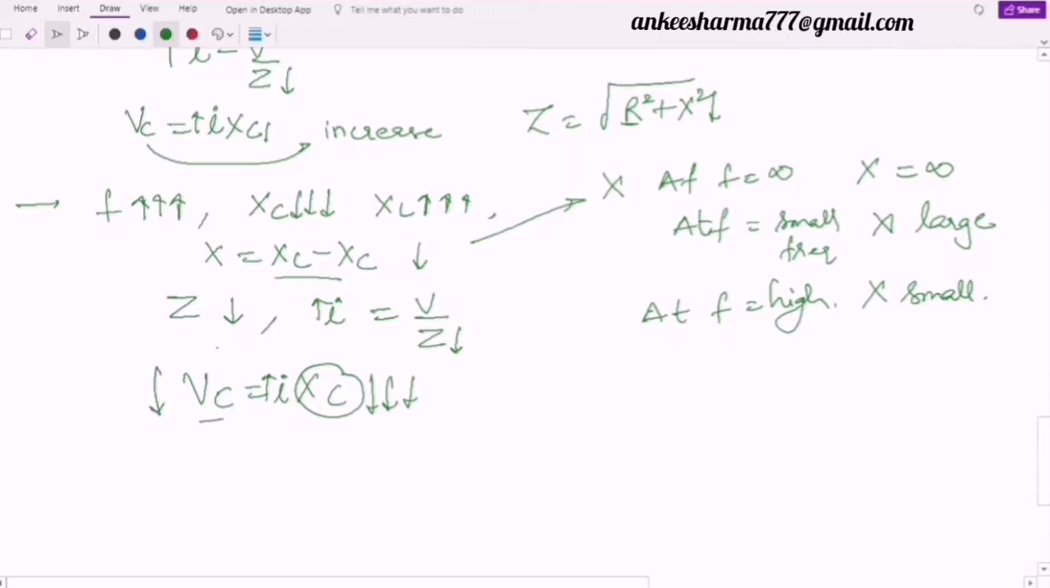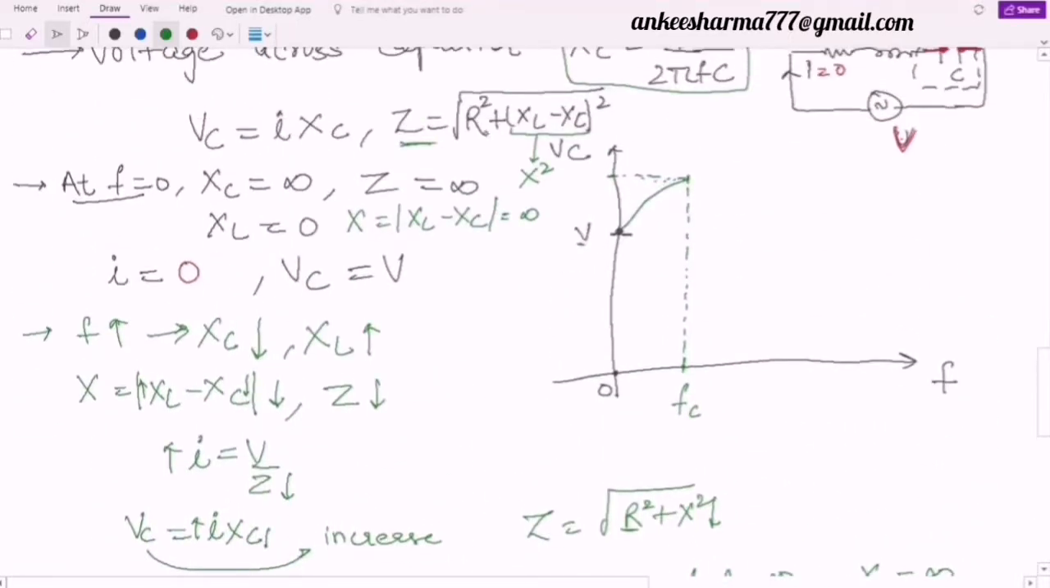It means the voltage across the capacitor will start decreasing from this point and it will reach a very low value, or equal to 0. So you will find a curve like this. Did you get this graph of voltage across the capacitor? This is VC. This graph has increased from the value V and then decreased to a value 0.